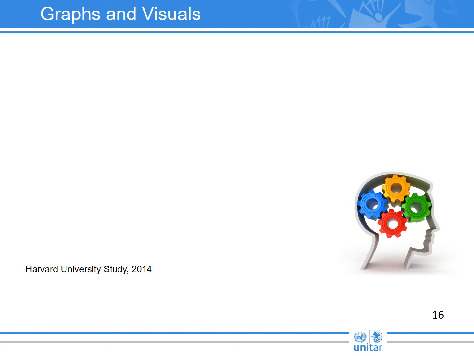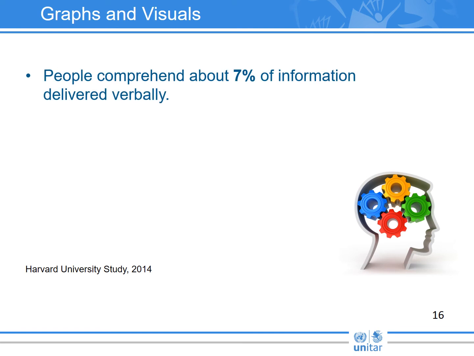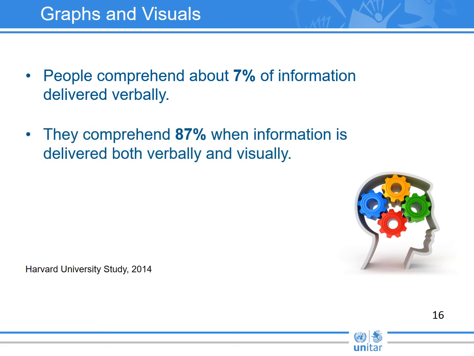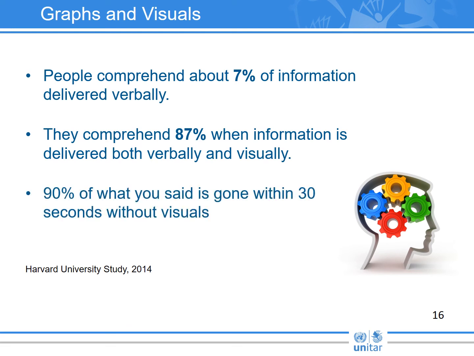In terms of visuals, graphs and visuals, I want to talk about because you're going to have stats and numbers in your presentations. And Harvard University and a number of other studies have revealed these kinds of things, that people will comprehend only about 7% of information if you just speak about it. But if you add visuals, that comprehension goes up to 87%. Worse, if you only speak about things and don't use great visuals, people will forget 90% of what you said within 30 seconds of you having said it. So visuals allow us to hook memories in our brain, and that's why they're important.